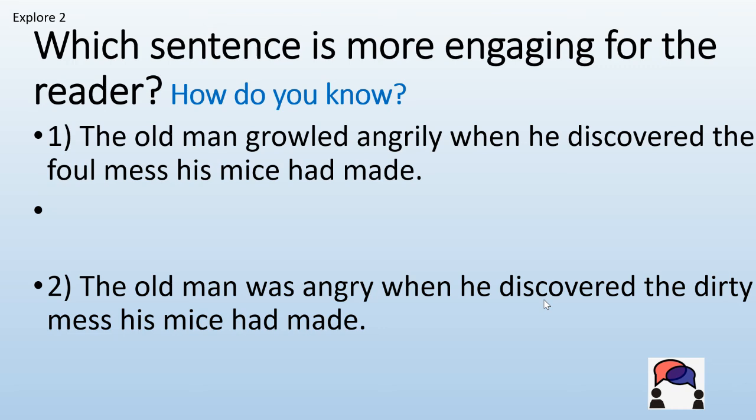Okay, so which one do we think? Number 1, excellent. So number 1 is showing, again, our past tense verb growled. It also has the adverb angrily, and it has a higher level of vocabulary. Instead of saying dirty, the foul mess. It's really, really nice vocabulary.